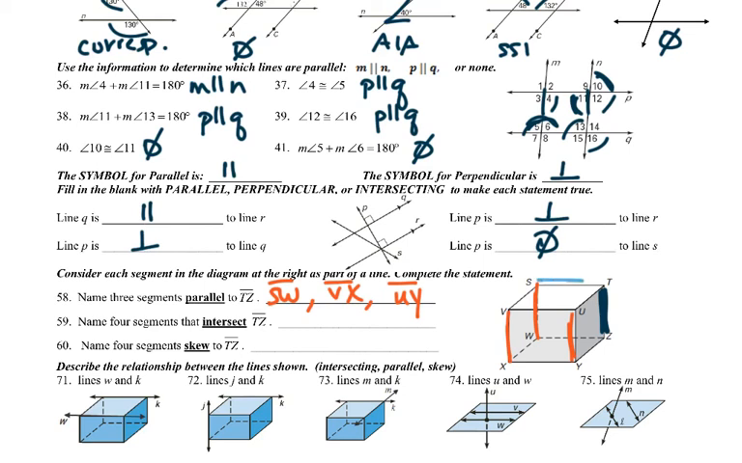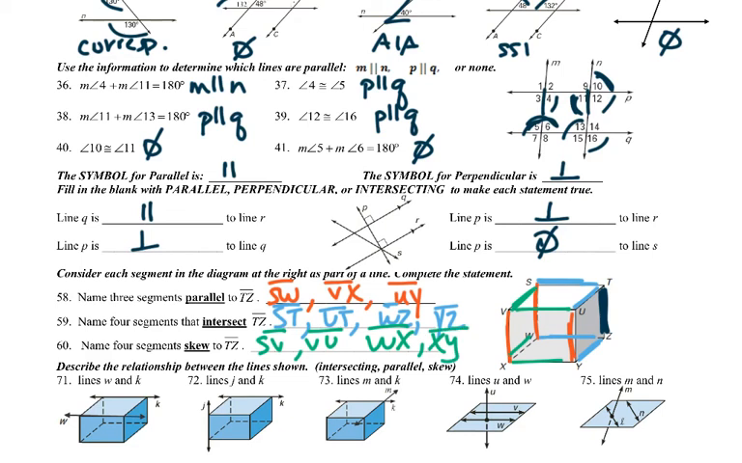Intersecting, those cross, so those would include the letter T or the letter Z. So this would be like ST, UT, WZ, and YZ. Skew then are our leftover segments. So the skew segments would be like SV or VU or WX or XY.